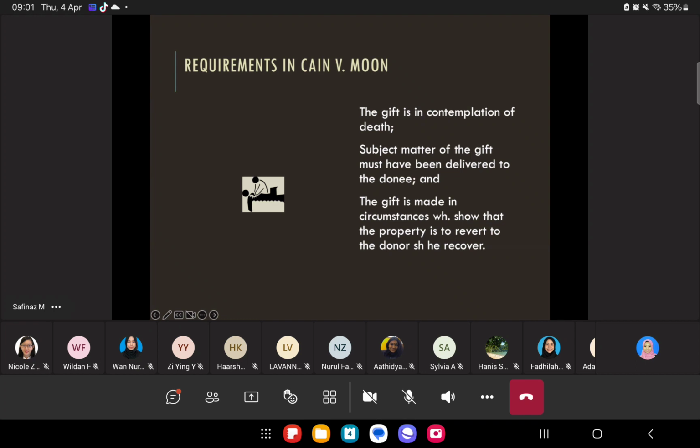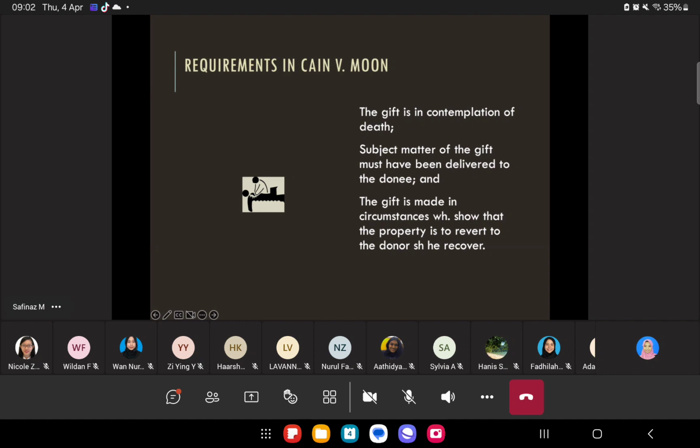Gift in contemplation of death is the time, of course kita tak tahu bila kita mati kan, tapi like the time of death tu, it's very, very near. Okay, and there's nothing you can do. You cannot execute transfer, you cannot buat will, you cannot do anything. So that gift is a gift in contemplation of death.